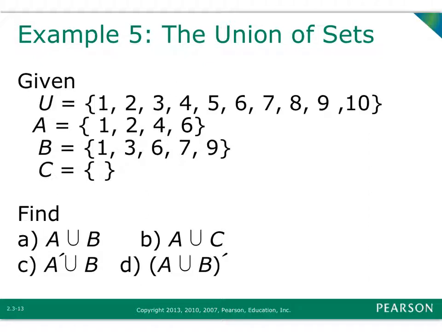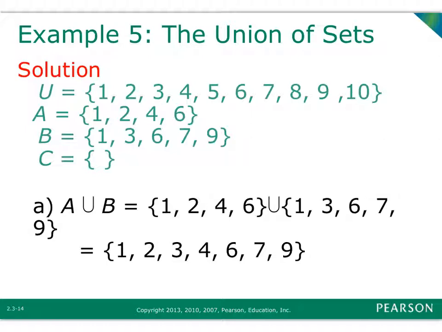So now we're given, again, the same universal set, 1 through 10. A is different. It's 1, 2, 4, and 6. B is 1, 3, 6, 7, and 9. And C is the empty set. It says find the union A union B. Then we're going to find A union C. Then we're going to find A prime union B. And then finally we're going to look at A union B prime.